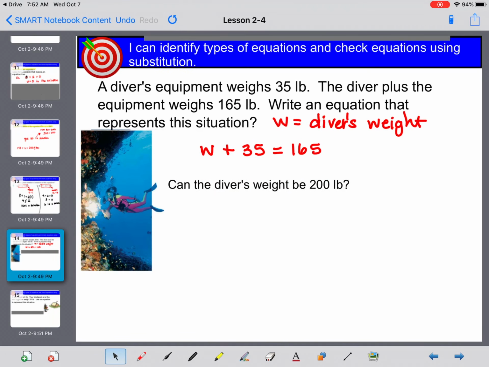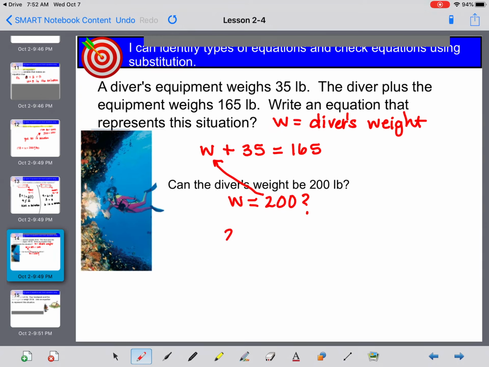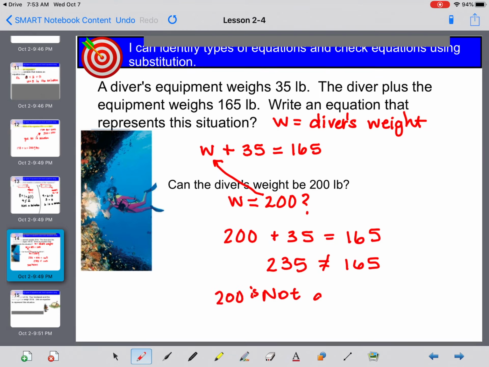Now the next question says, can the diver's weight be 200 pounds? So they're asking, can W equal 200 pounds? I need to substitute 200 in for W and solve. 200 plus 35, does that equal 165? When I solve this, I get 235 on the left and 165 on the right. That is a false statement. It's not true. So no, 200 is not a solution.